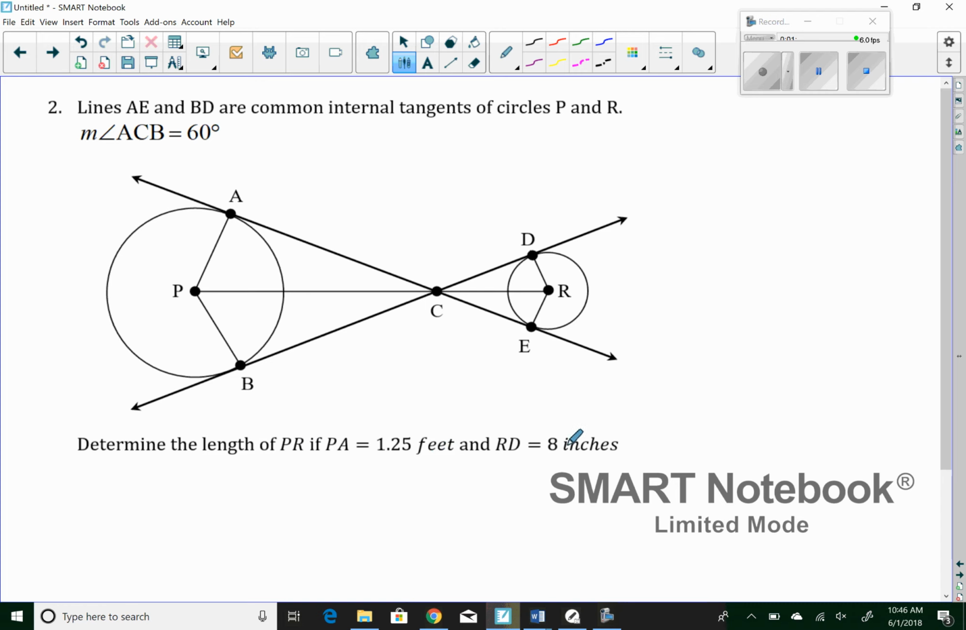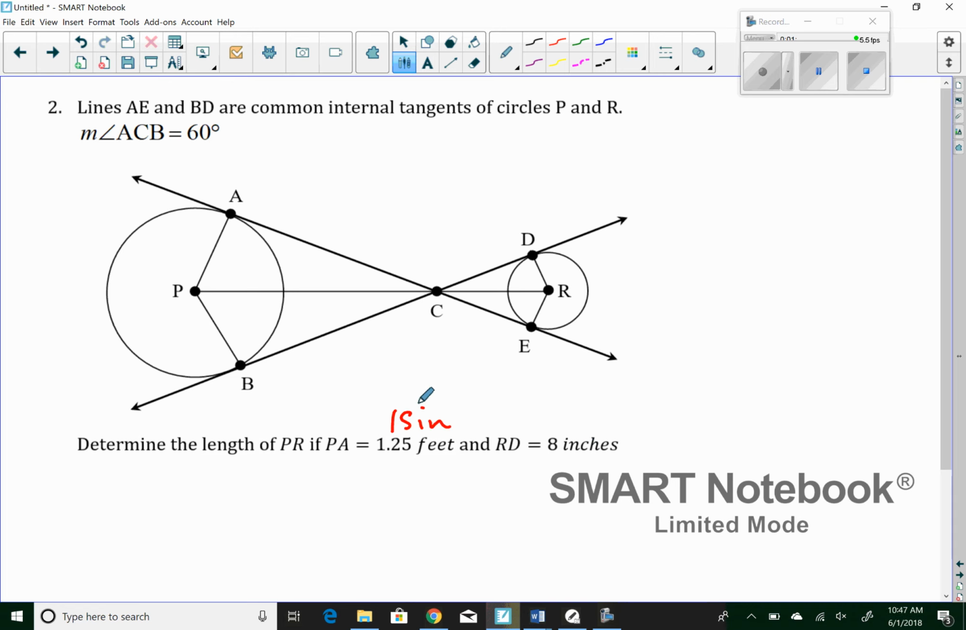Well, notice one thing for sure. One of these is in terms of feet. One of them is in terms of inches. So we have to either convert feet to inches or inches to feet. I'm going to convert feet to inches by multiplying 1.25 times 12. So we'll say this is the same as 15 inches.